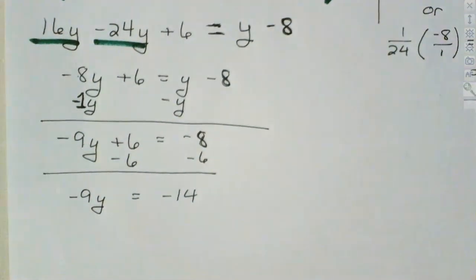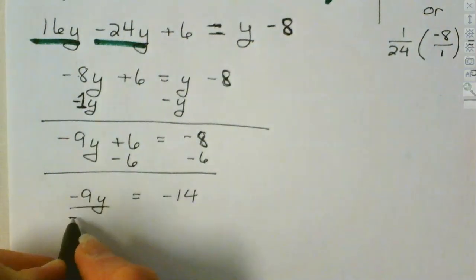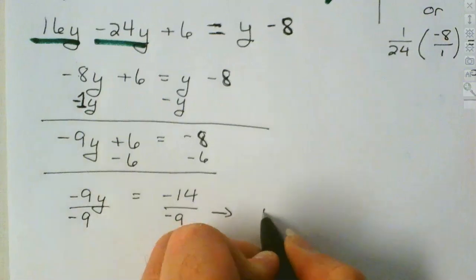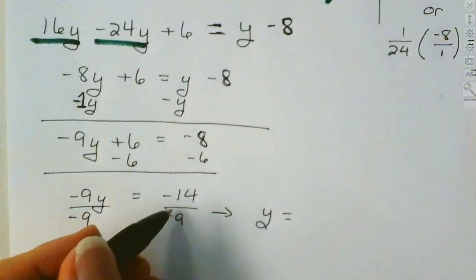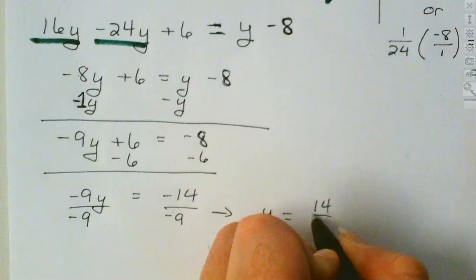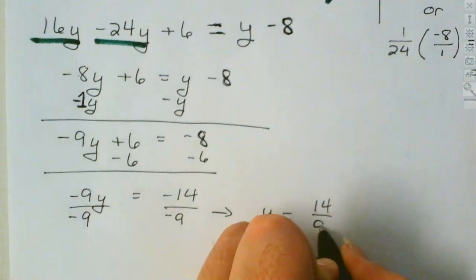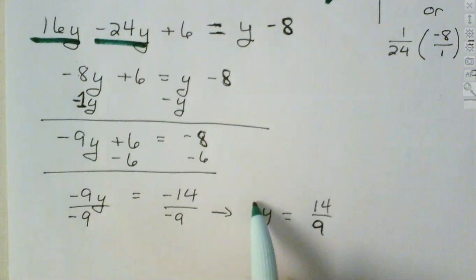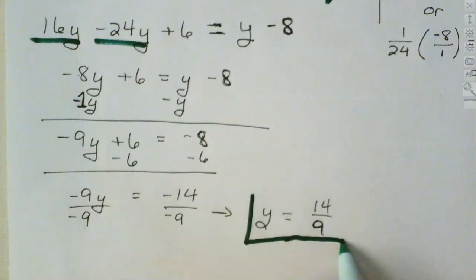Okay. And what can we now do? Divide by what? Negative 9. And now we've got negative over negative, which makes it a positive. A lot of times they'll come out to be whole numbers, but not always. In some cases, you might have a fraction left over. This one leaves us with a fraction, doesn't it?